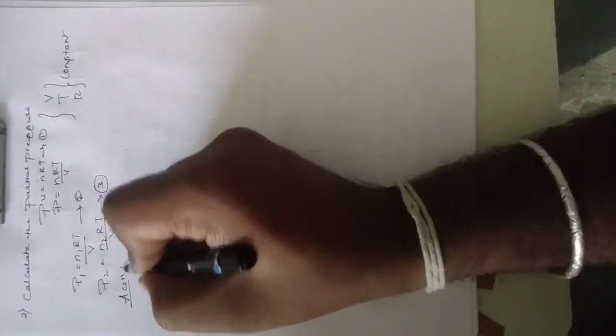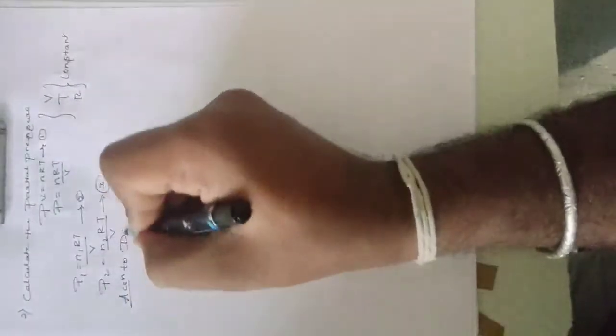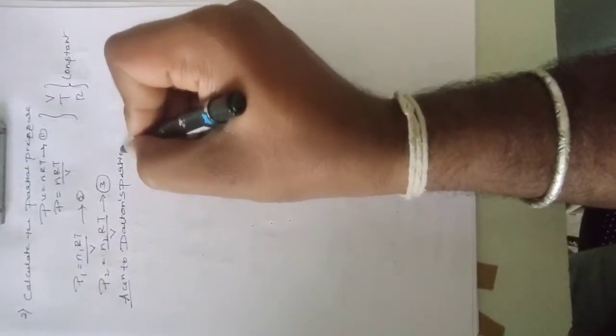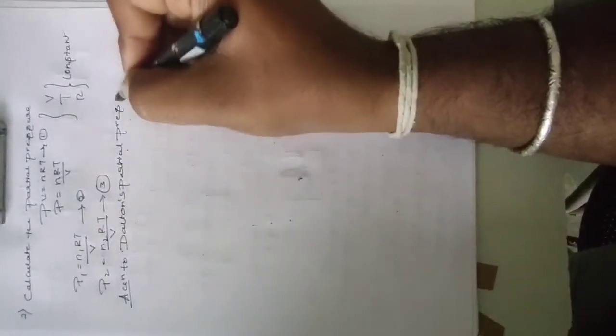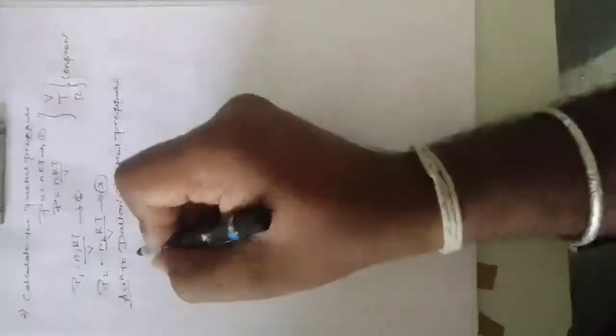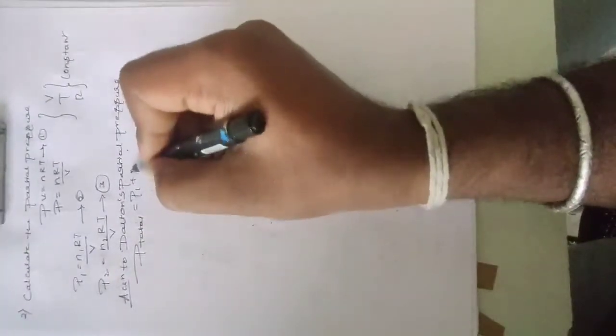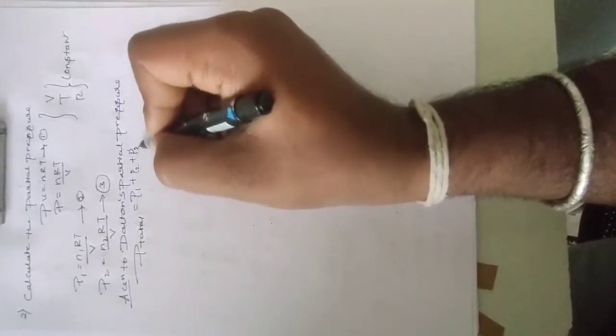According to Dalton's partial pressure law, the total pressure equals the partial pressure of 1, plus the partial pressure of 2, plus the partial pressure of 3, and so on. We'll take Pi. Okay, if you substitute, this is equation number 4.